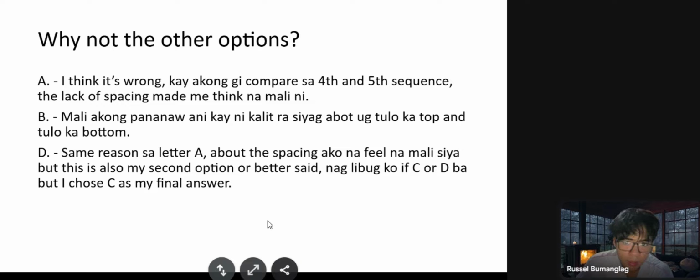And B is wrong too because it suddenly arrives at 3 triangles on top and then 3 triangles at the bottom. It came suddenly, so I feel like that's wrong. And D, same reason as letter A. About the spacing, I feel it's wrong, but this is also my second option, or better said, I was confused between C or D, but I chose C as my final answer.